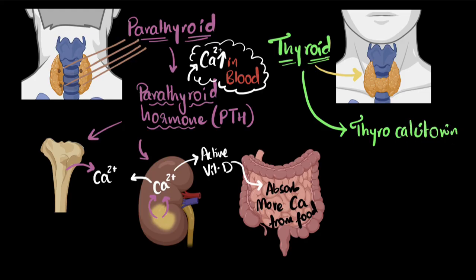And I want to just double check if that's what it is. Yep, that's the name. I got it right. I can't believe I usually don't get the bio names right. All right, anyways, thyrocalcitonin. And you know what it does? It does the exact opposite of what the PTH does. Its job is to decrease the calcium ions in blood.